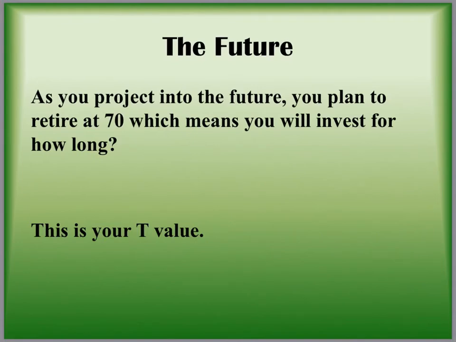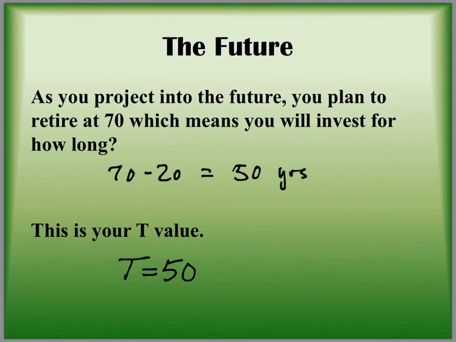As you project into the future, you plan to retire at 70. We're pretending again that you're 20. You're retiring at 70, which means you will invest for how long? In weeks? In years? How many years? 50, right? You're 70, 20, that's 50 years. That's your t value. The capital T would be 50 years if you go with that premise. If you're younger or if you retire later, all those things can be changed. We're just going to go with that for the moment.